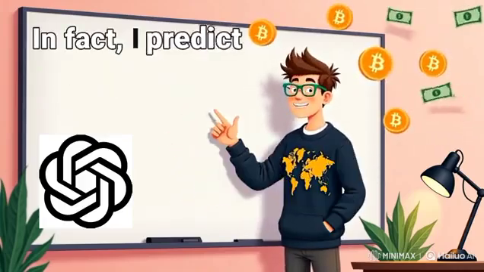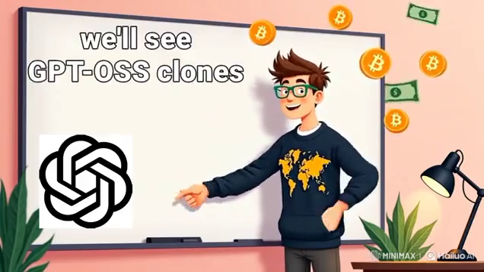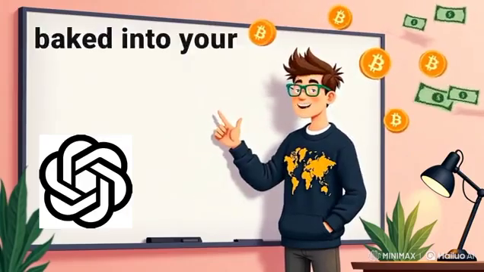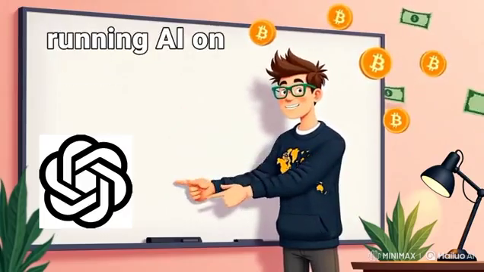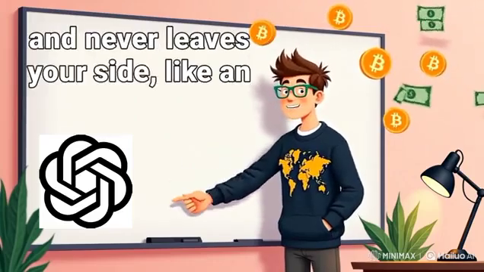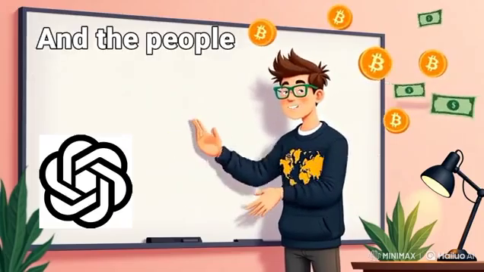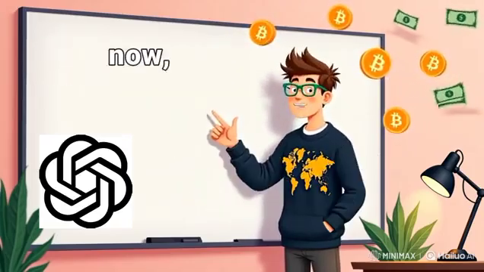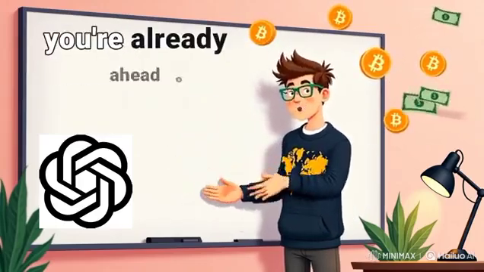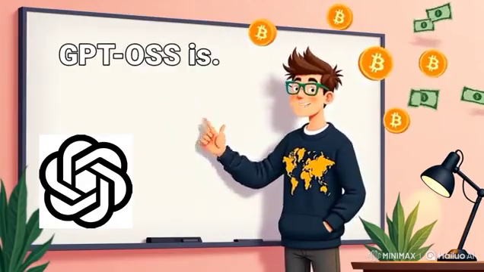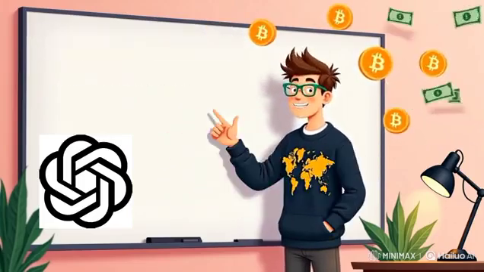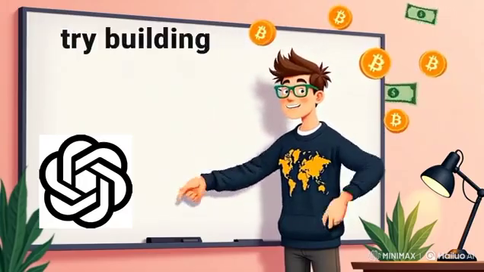In fact, I predict that within 12 months we'll see GPT OSS clones everywhere, pre-installed in laptops, embedded in smart devices, baked into your OS. We're not just talking about running AI on your phone. We're talking about AI that knows you, lives with you, and never leaves your side, like an offline Jarvis. And the people who get in early, the ones who start building now, they're going to be the leaders of this next wave. So if you're watching this, you're already ahead. You already know what GPT OSS is. You know how to install it. You know how to use it. Now, take it further. Try fine-tuning. Try automating. Try building something new.